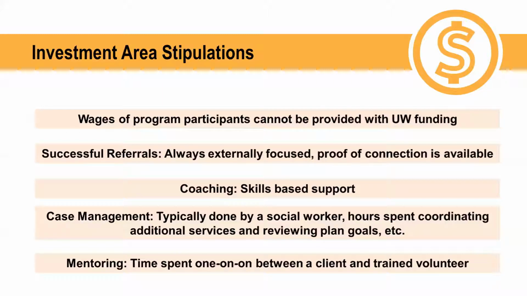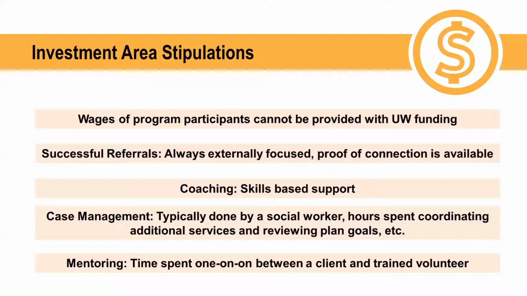So financial stability really is not so much investment area stipulations as it is definitions, but there's one issue, and that is that in financial stability, you cannot be paying program participants wages through United Way funding. Now we do support and provide programmatic staff, but that is not wages of program participants. So we are not paying someone's paycheck aside from programmatic staff. I hope that that separation is clear.